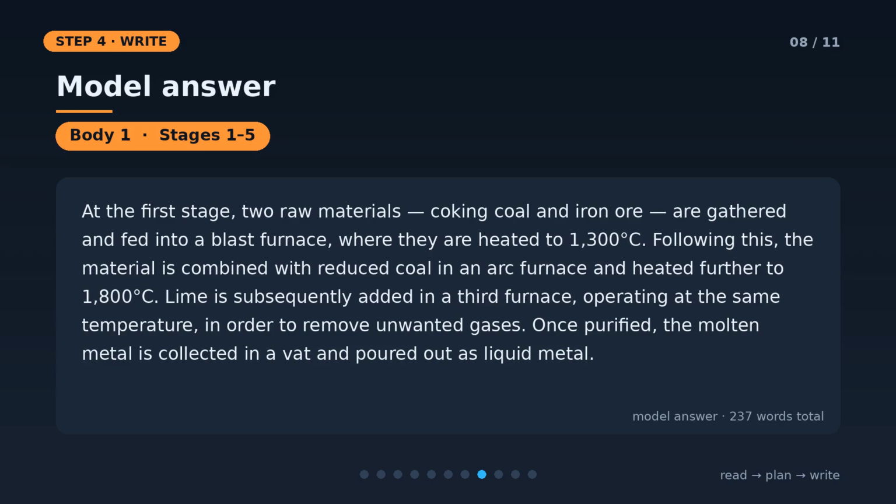Body 1, stages 1 to 5. At the first stage, 2 raw materials, coking coal and iron ore, are gathered and fed into a blast furnace, where they are heated to 1300 degrees Celsius. Following this, the material is combined with reduced coal in an arc furnace and heated further to 1800 degrees. Lime is subsequently added in a third furnace, operating at the same temperature in order to remove unwanted gases. Once purified, the molten metal is collected in a vat and poured out as liquid metal.